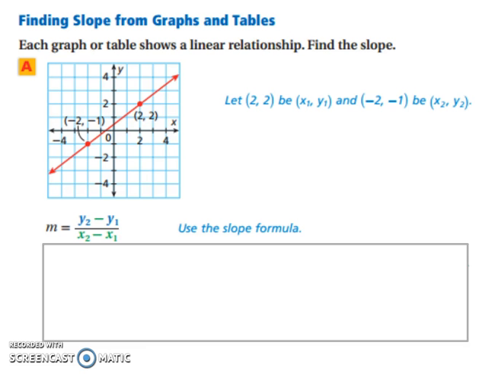Alright, so now let's look at finding slope from graphs and tables. Each graph or table shows a linear relationship. Find the slope. So for our graph, we can simply look at our change in y and our change in x.